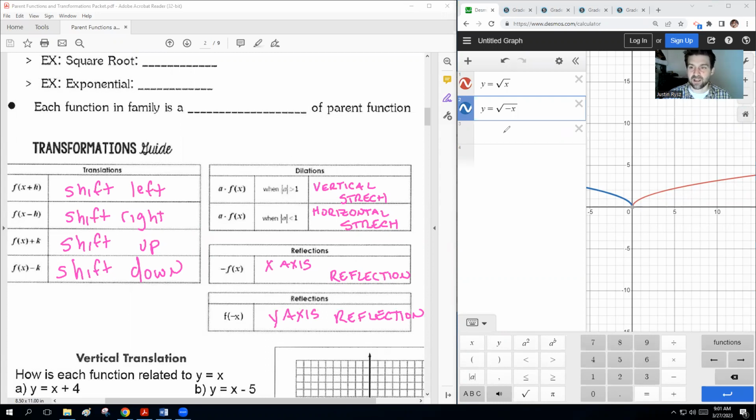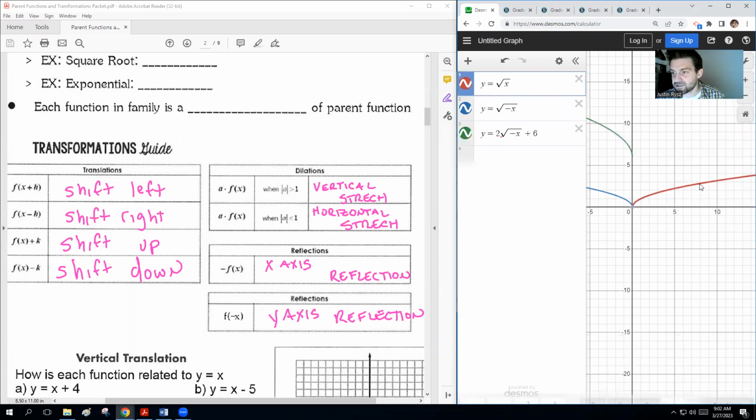What we could do here is take a graph like square root of x, and do y equals 2 square root of negative x, and then plus 6. Think about what we just did there. We times it by 2, so that stretched it vertically. We multiplied by a negative on the inside, so that flipped it over the y-axis, and then we went up 6. So we can have multiple transformations, and it all still stems back from this parent function.